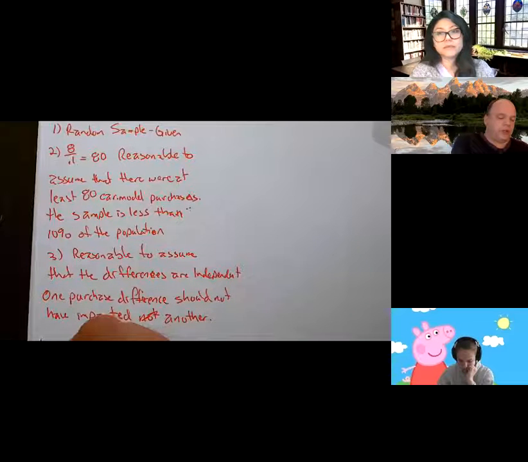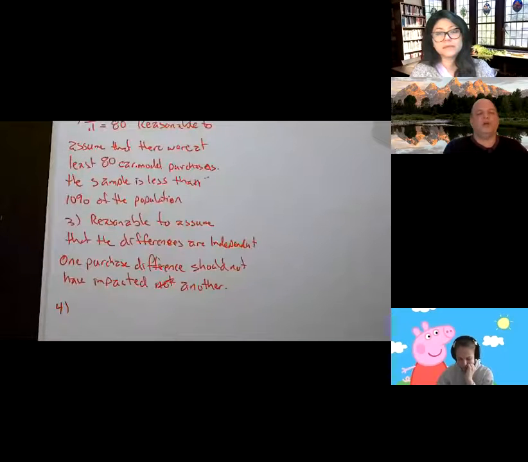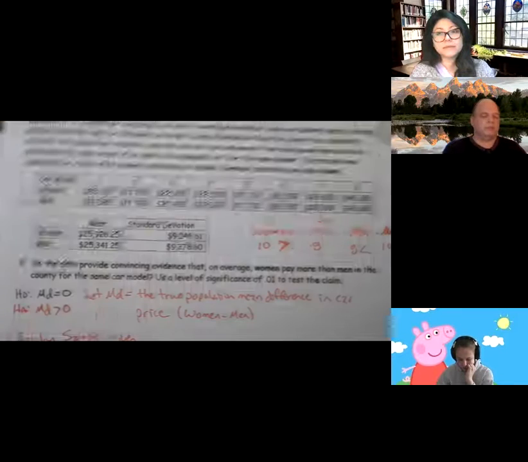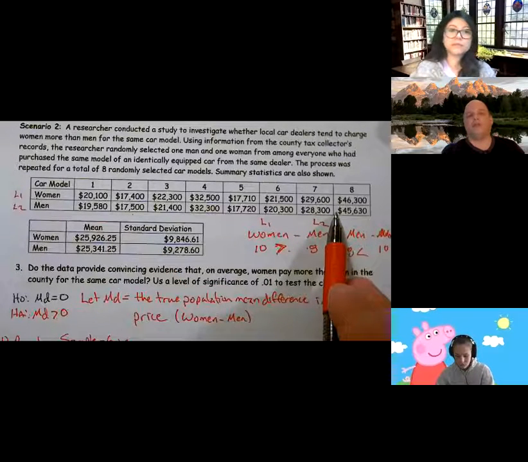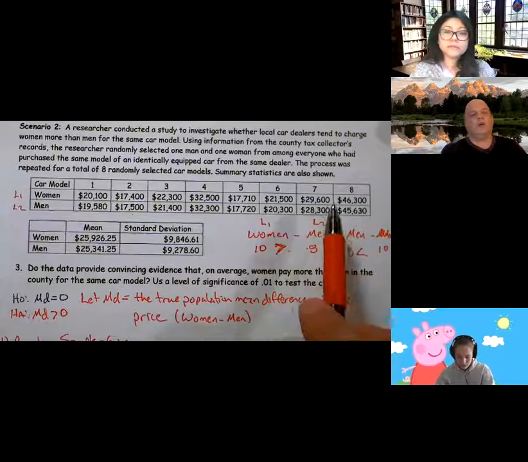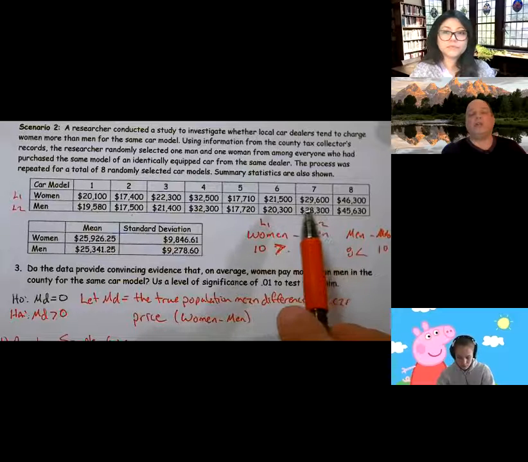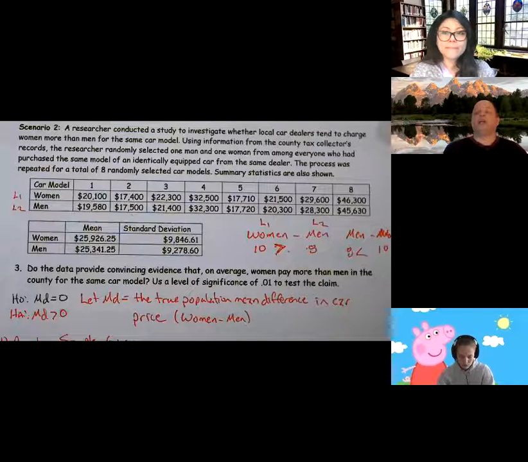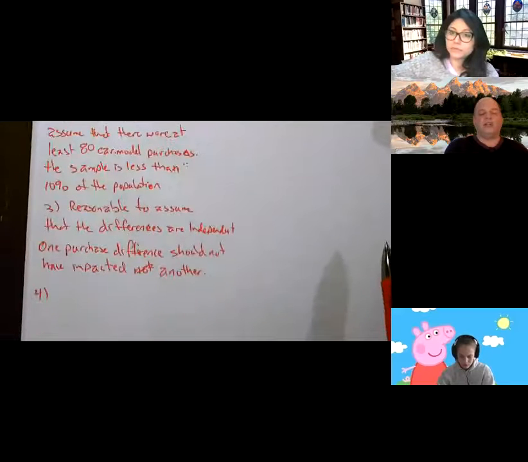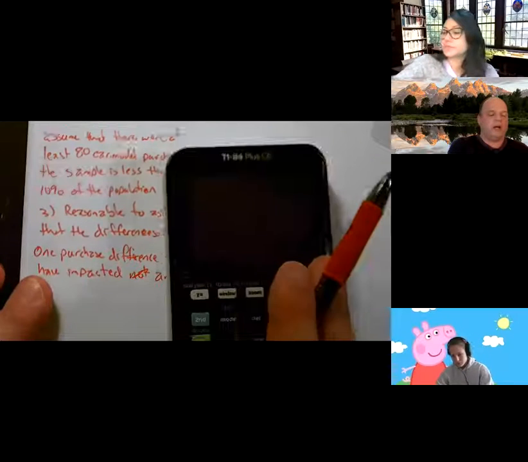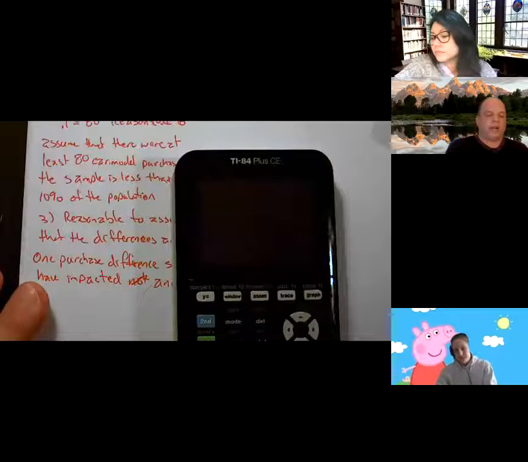Step 4, or condition 4, normality. Small sample size cannot be normal by central limit theorem. It would have been really nice if they told me the underlying distribution is normal. If they told me that, I could say the underlying distribution is normal. We're good to go. We're satisfied. They didn't. So I need to take a moment and I need to do a stat plot.